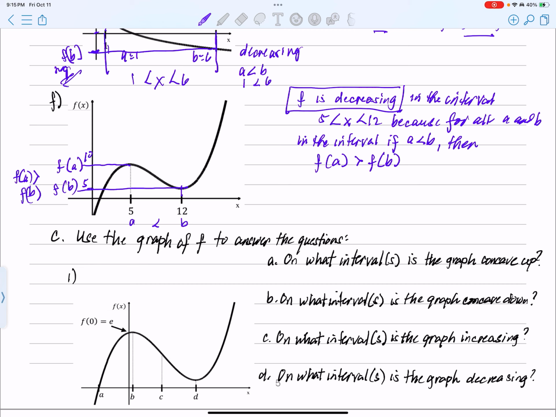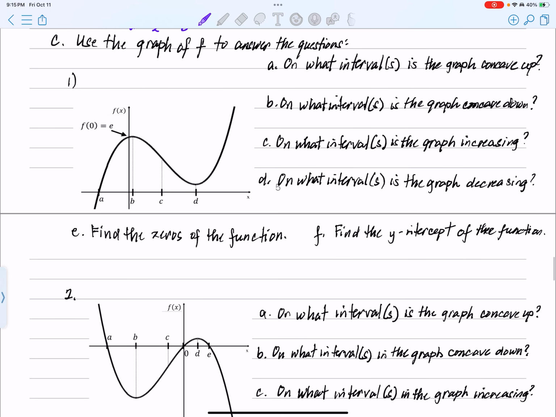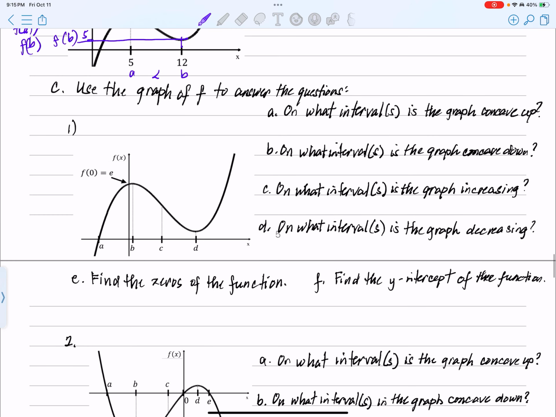All right. Let's have the set C. Questions like this are very popular. We might think, is this coming out in the test? Who knows? But you have to be prepared. C: Use the graph of f to answer the following questions. So try to inspect before answering any of the questions. Do an inspection of your graph and relate it to the questions before answering.